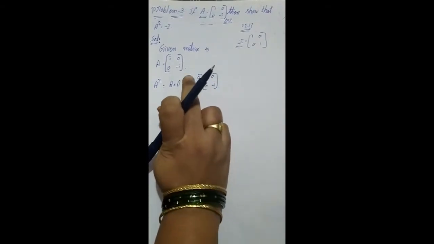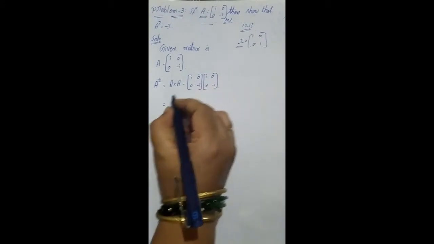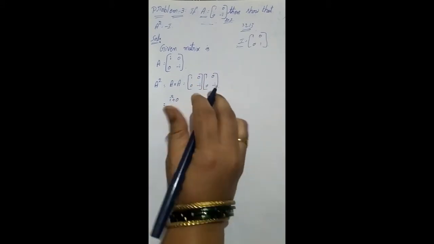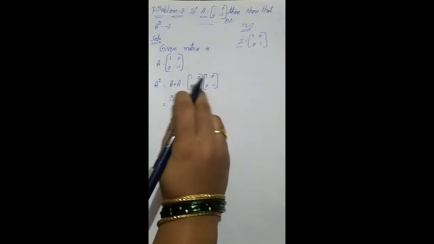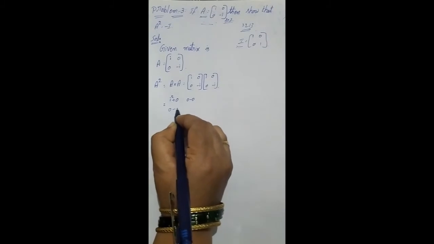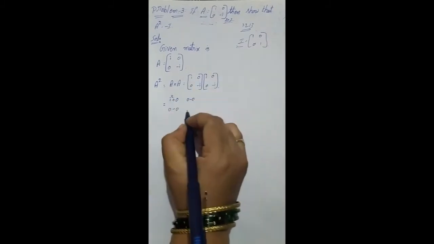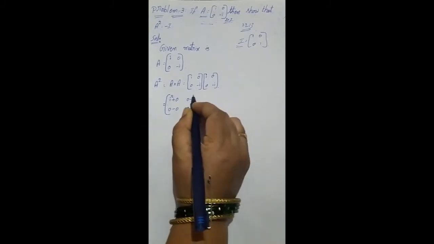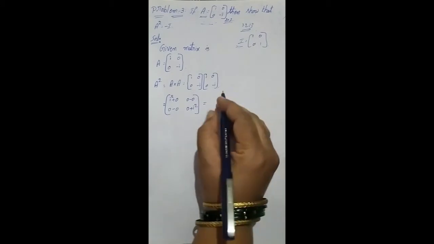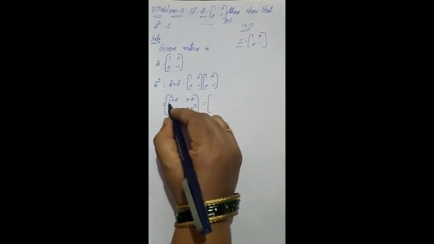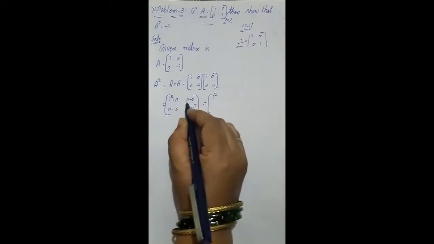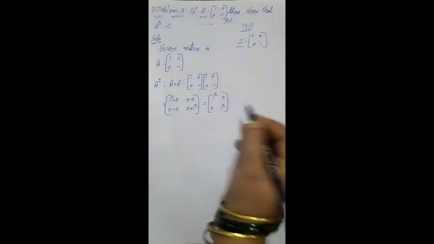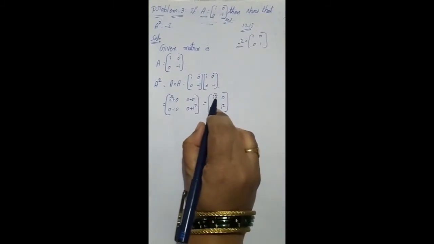For that, the procedure is this row and this column: i into i, i squared plus 0, 0 minus 0, 0 minus 0, 0 plus i squared. That is equal to [i squared 0; 0 i squared]. We know i squared equals minus 1.